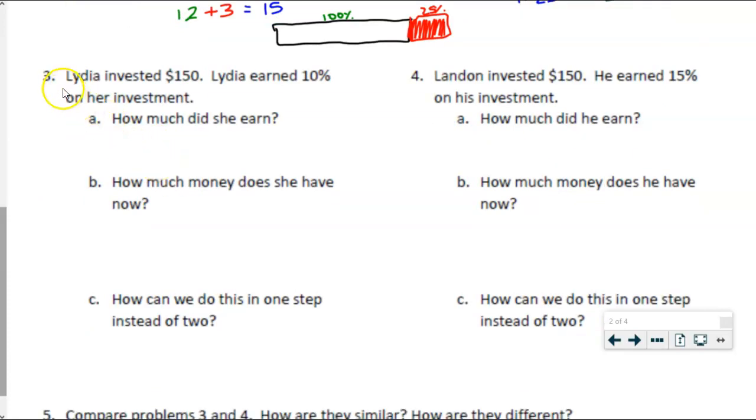The next one, Lydia invested $150. Lydia earned 10% on her investment. Part A, how much did she earn? After we find out how much she earned, I can then ask the question, how much money does she have now? Well, she still has the $150, but then she would have earned money, so I think we would know what to do in that problem.